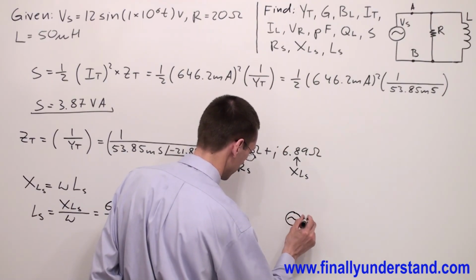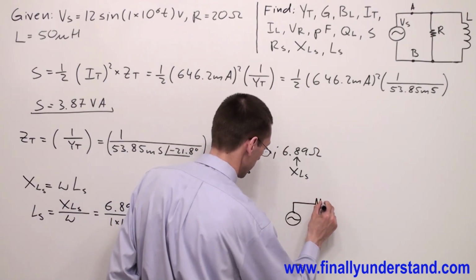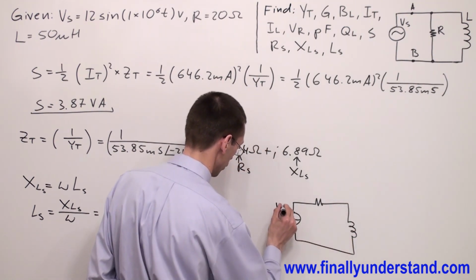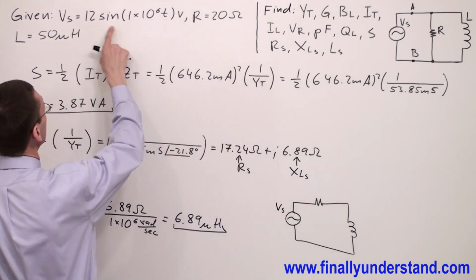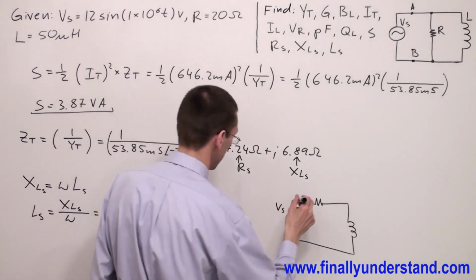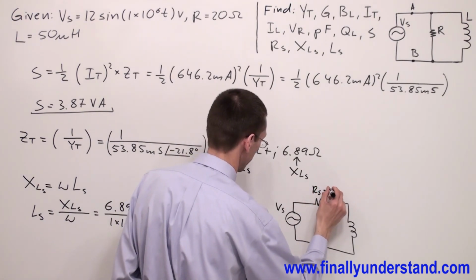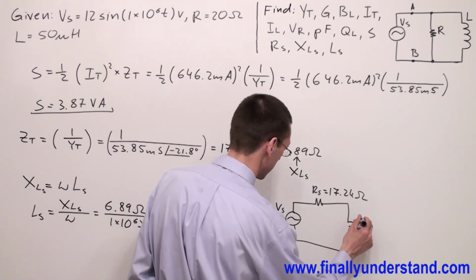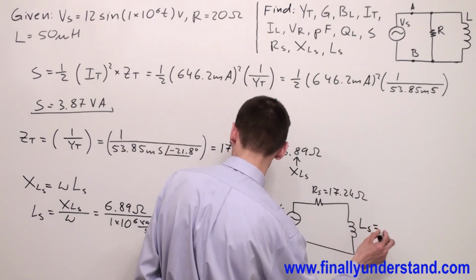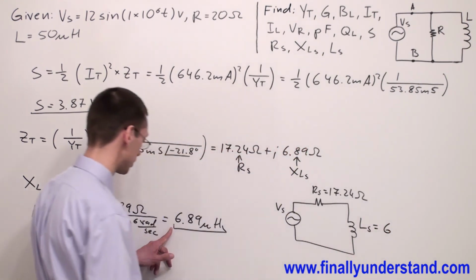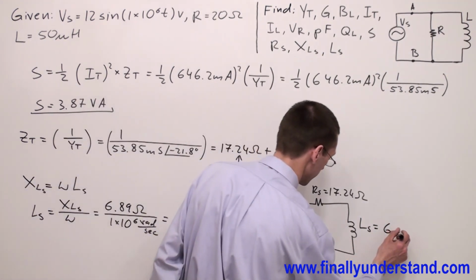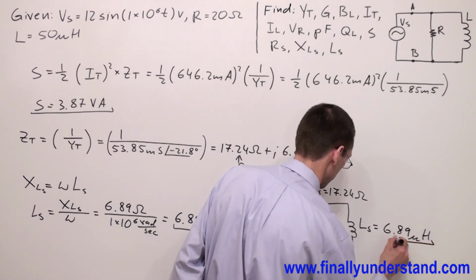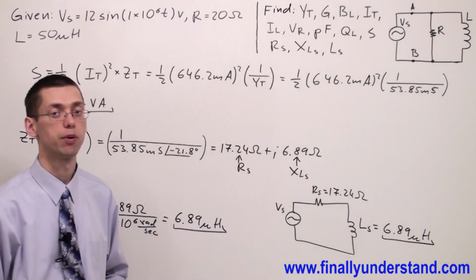So we have voltage source, we have resistor, we have inductor. So voltage source, don't forget, is equal to 12 sine omega t, and I have Rs equals 17.24 ohms, and inductance Ls equals 6.89 microhenries. So we can say that the problem is solved.